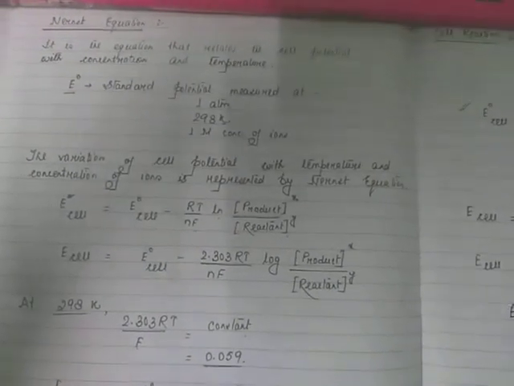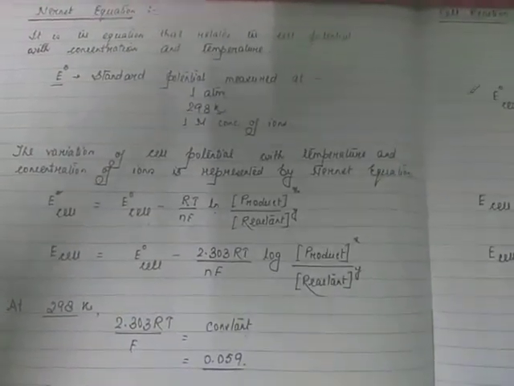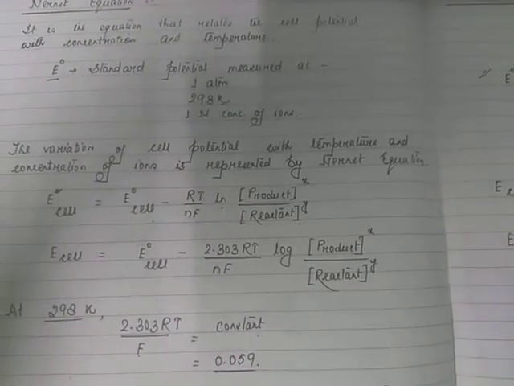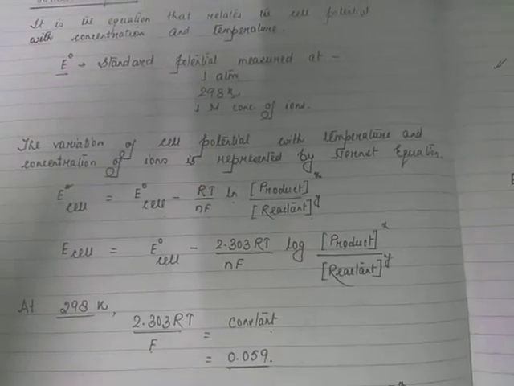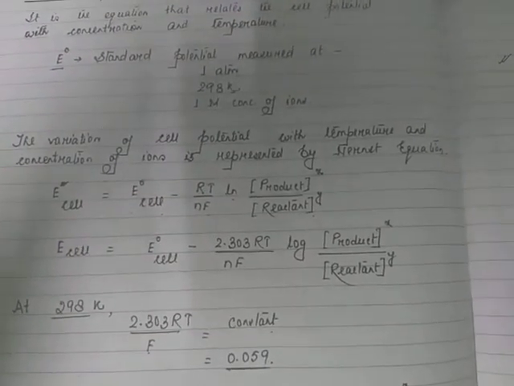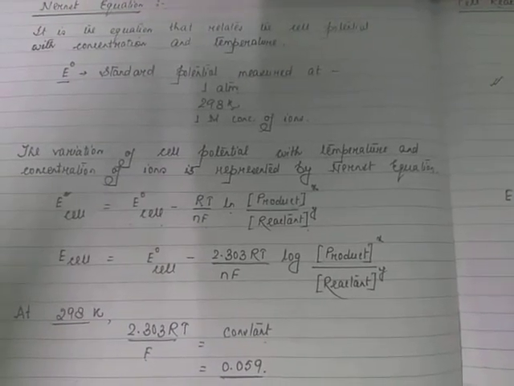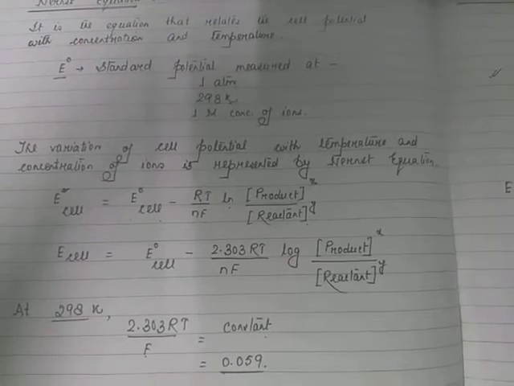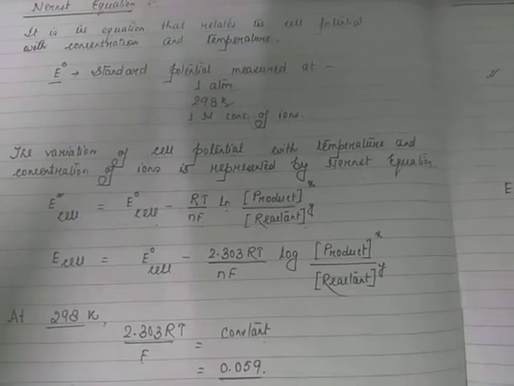What we know is that E naught is the standard cell potential that is measured at 1 atmosphere, 25 degrees Celsius or 298 Kelvin, and 1 molar concentration of ions. In such a case, we call E naught the standard cell potential. The variation of cell potential with temperature and concentration of ion is represented by this equation, called the Nernst equation.